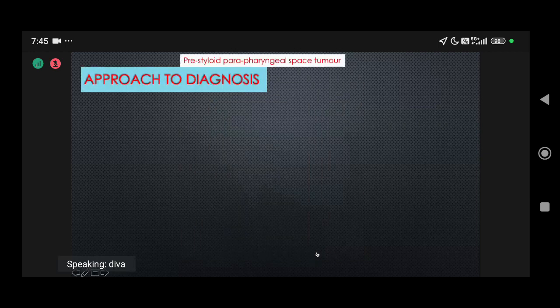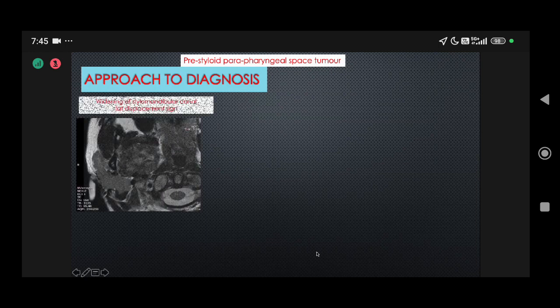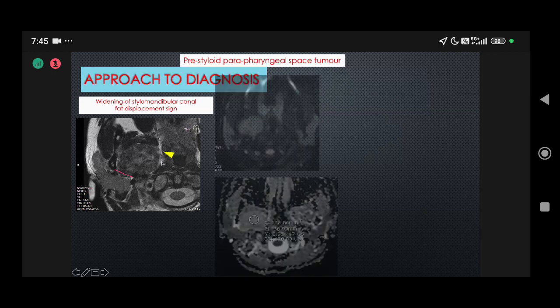So how will we approach the diagnosis? First, what is happening here? There is a widening of the stylomandibular canal, and there is a medial displacement of the parapharyngeal space. You can see here the white line. This is medially displaced.